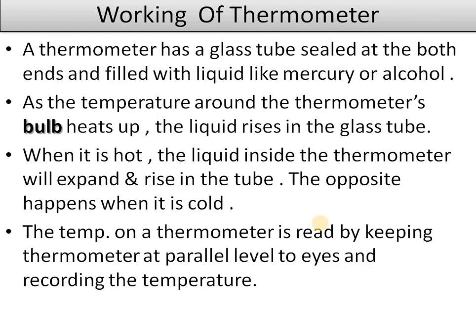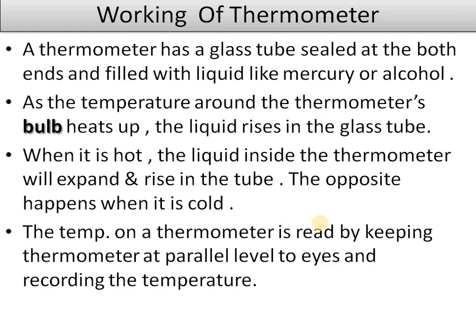When it comes in contact with that hot substance. Now next is when it is hot, the liquid inside thermometer will expand and rise in the tube. So when it is brought near any hot substance, it will rise. The opposite will happen when it is cool. If the temperature of a substance is very cold, it will fall down. It will go downwards. It will not rise upwards.